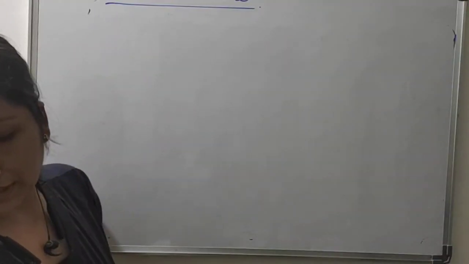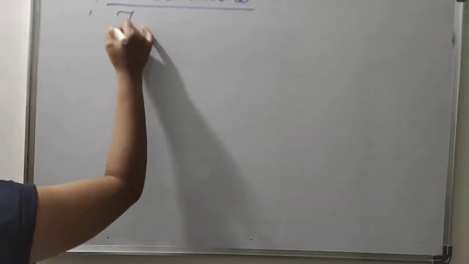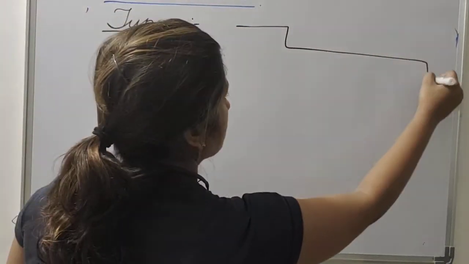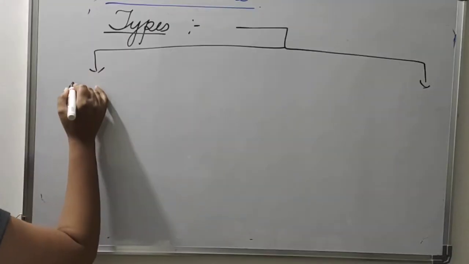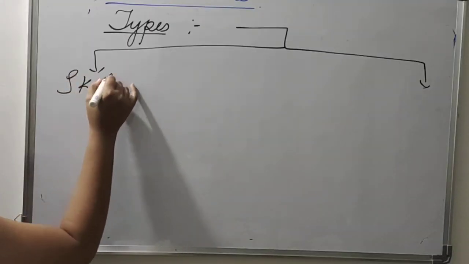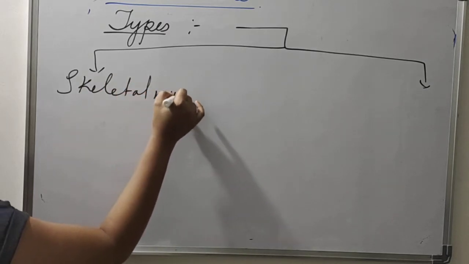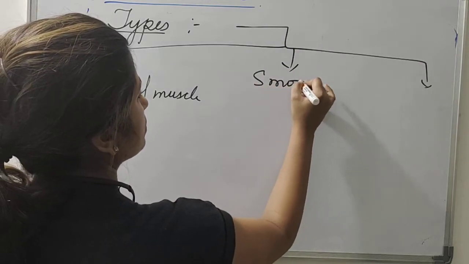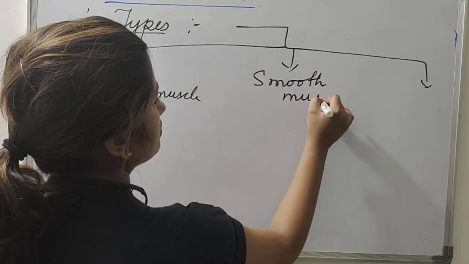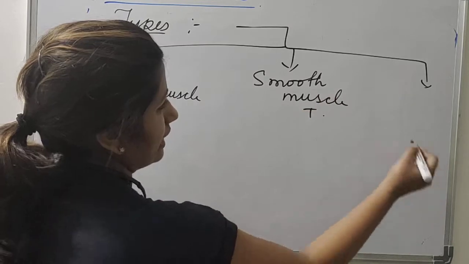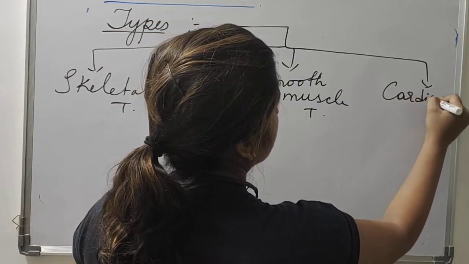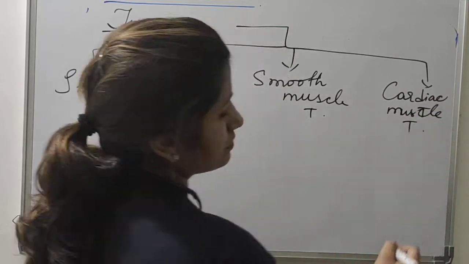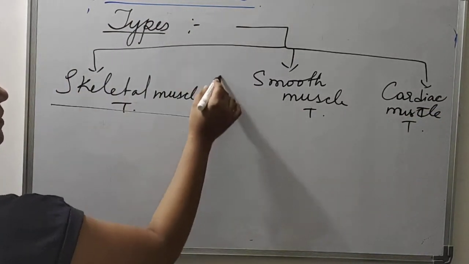Now we will see the types of muscle tissue. There are three types of muscle tissue: skeletal muscle tissue, smooth muscle tissue, and cardiac muscle tissue. Okay, we'll start with skeletal muscle tissue.